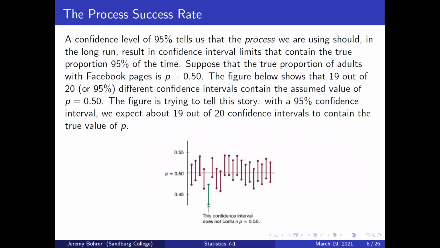A confidence level of 95% tells us that the process we are using should, in the long run, result in confidence interval limits that contain the true proportion 95% of the time. Suppose that the true proportion of adults with Facebook pages is p equals 0.50. The figure below shows that 19 out of 20, or 95%, of different confidence intervals contain the assumed value of p equals 0.50. The figure is trying to tell this story: with a 95% confidence interval, we expect about 19 out of 20 confidence intervals to contain the true value of p.